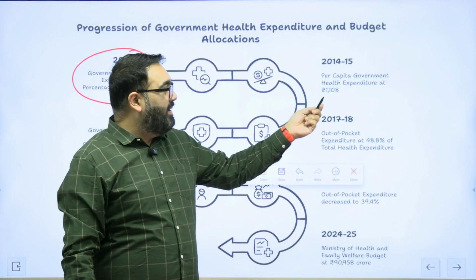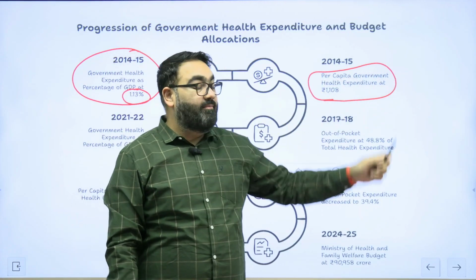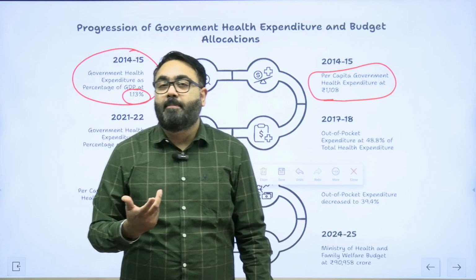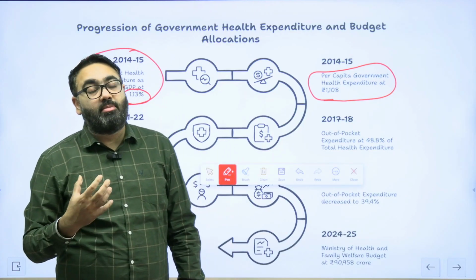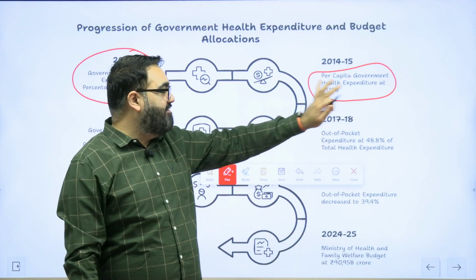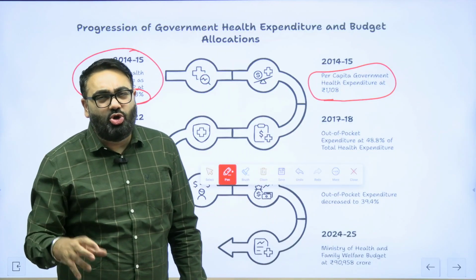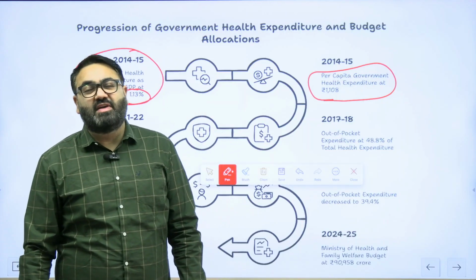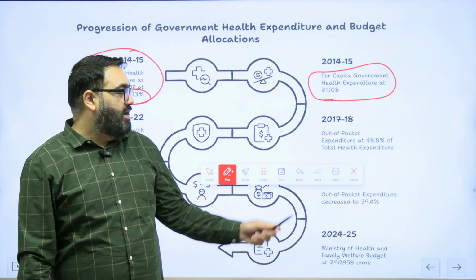Also, if you compare that to the per capita health expenditure, meaning if you divide the total money spent by the government on health by the population, on an average person, the government of India spent close to 1100 rupees. This is obviously much lower than some of the other developed countries. The problem also is because we have a humongous population, that number is bound to be lower.